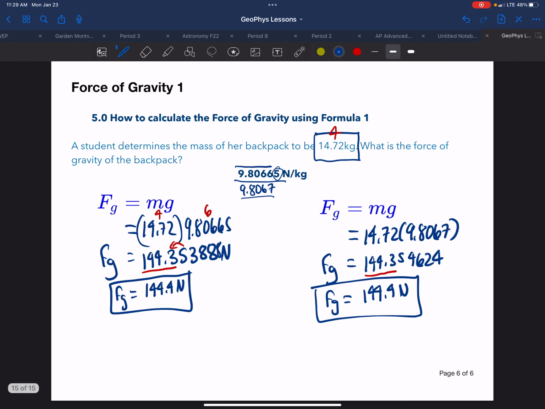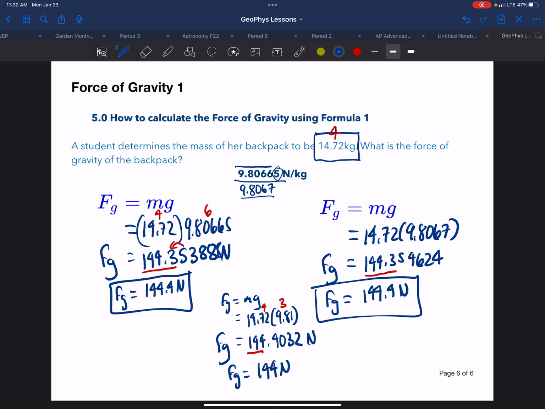But what if we didn't do that? What if we had done the calculation as Fg equals mg, and we had used 9.81. So 14.72 times 9.81. We get 144.4032 newtons. Now, this number has 4 digits and this has 3, so that means we can only report 3, and it's these 3. And so our final answer to the correct number of digits is 144 newtons.